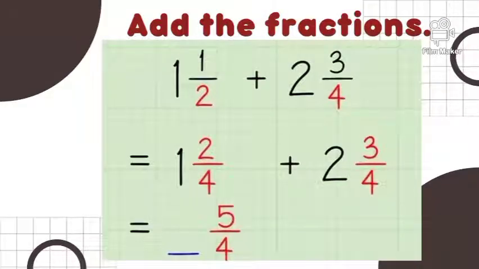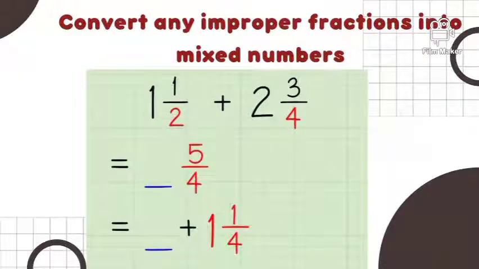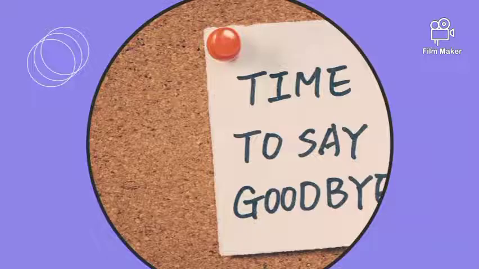So what do we do? We simply add the fractions. 2 plus 3 is what? 5, which is 5 over 4. Which is now what? 5 over 4 is what? One whole number, 1 over 4. If we add to 3, 1 plus 3 is 4, it becomes what? Yeah, 4 whole number, 1 over 4. Good, right?